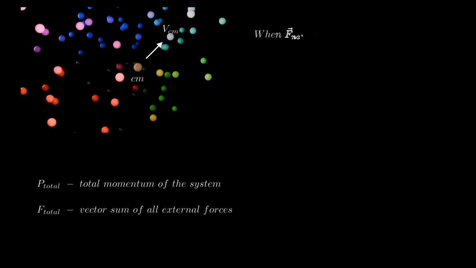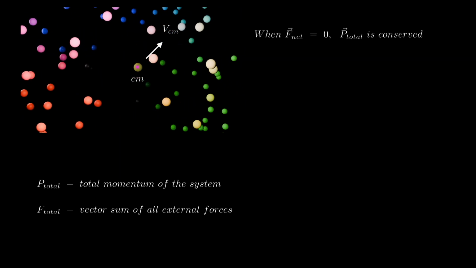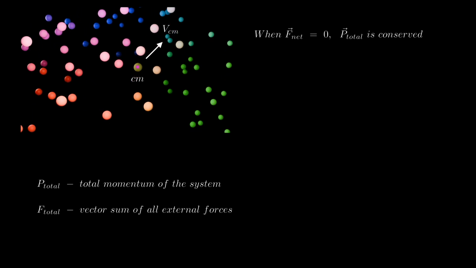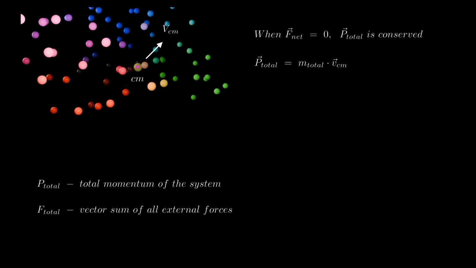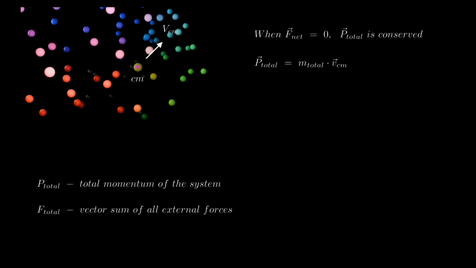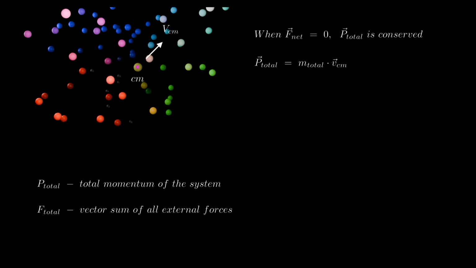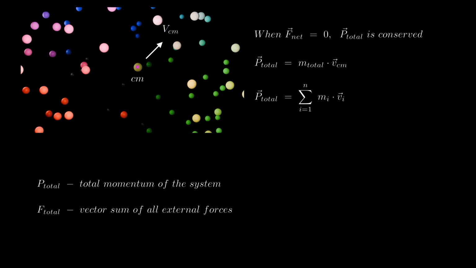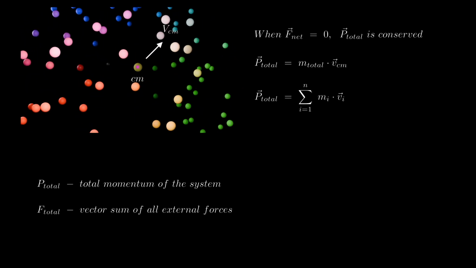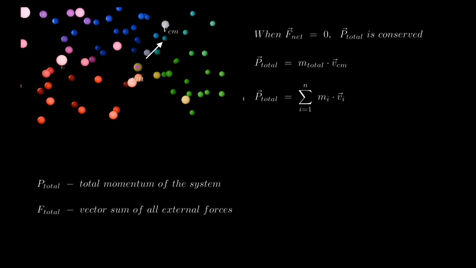This behavior indicates that the total momentum of the system of particles is conserved in the absence of a net external force. The total momentum of the system can be calculated using the product of the total mass of all particles and the velocity of the center of mass. This overall momentum is equal to the sum of the momenta of the individual particles added together. This relationship can be described mathematically as follows.